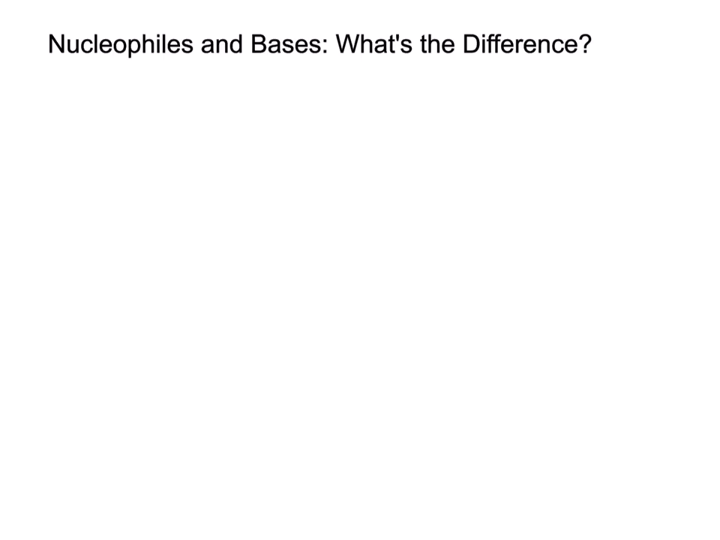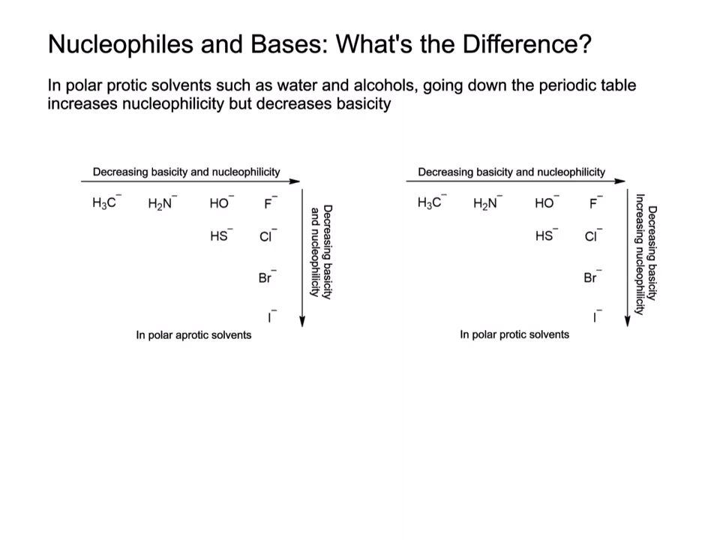We know that nucleophiles and bases are essentially defined by their region of excess electron density. So in various solvents, we need to discuss how that negative charge is affected. In polar protic solvents, such as water and alcohols, going down the periodic table actually increases nucleophilicity, but it decreases basicity. You may notice that in both these graphics, the periodic trend for basicity and nucleophilicity is identical regardless of whether we're using a polar aprotic or a polar protic solvent.